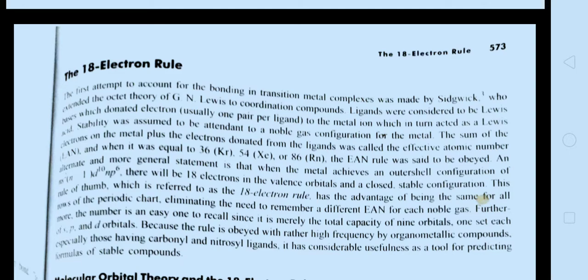Here, when the metal achieves an outer shell configuration of ns2 (n-1)d10 np6, there will be 18 electrons in the valence orbitals of the metal atom, and they have a closed stable configuration. This rule is known as the 18 electron rule.